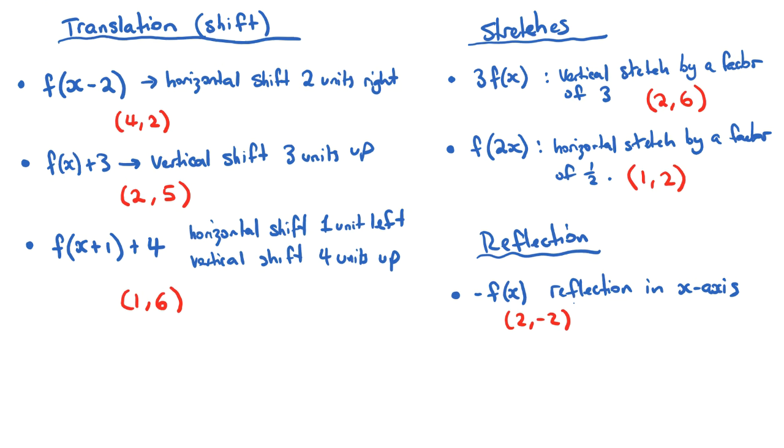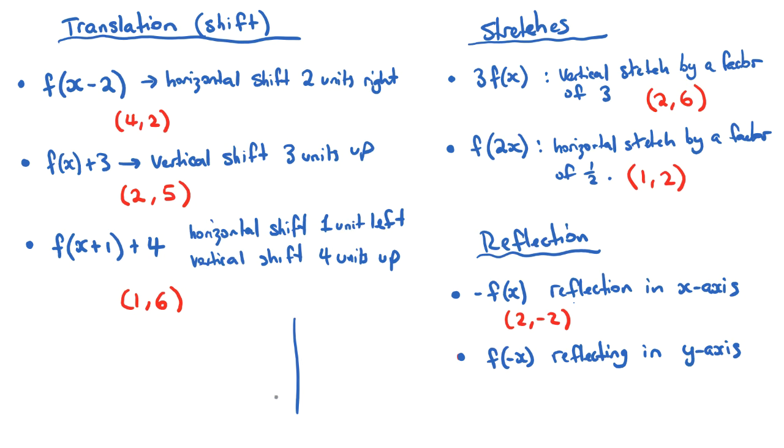Okay, and finally, the last reflection, in the blue pen, you might be able to pick it up. Let's actually get our blue pen here. It'll be f of negative x. Just like the questions before, if it's inside the bracket, all the x values will change. So this is reflecting in the y-axis. So if I had a function that looked like this, it'll now go to like this.